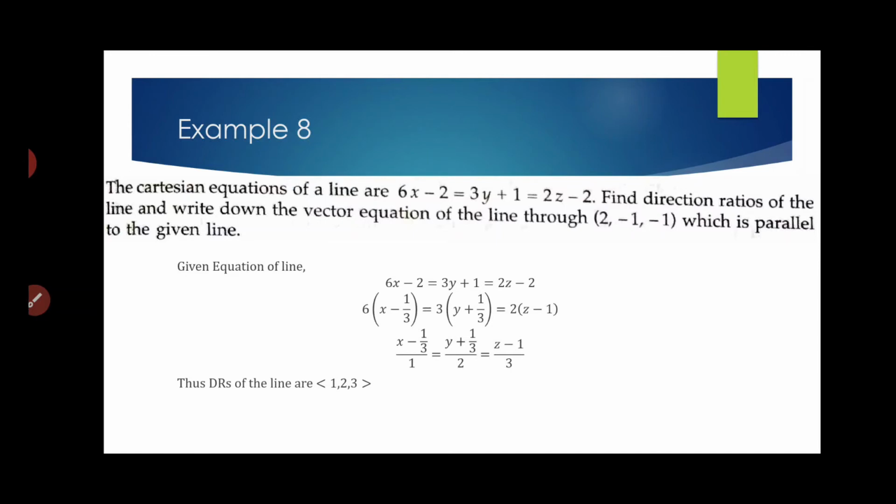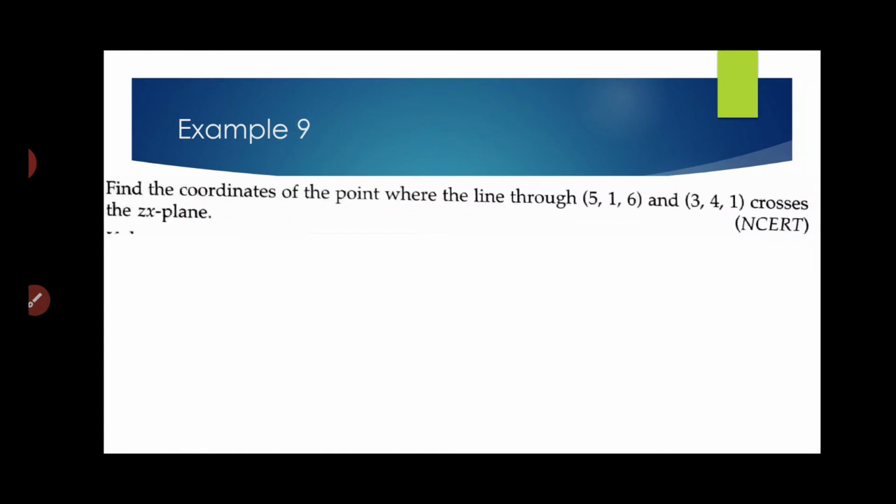And now I need to find the vector equation of a line which is passing through the point 2, minus 1, and minus 1, and having the same direction ratios. So therefore, the required equation is this: 2i minus j minus k plus t times (i plus 2j plus 3k). Fine.